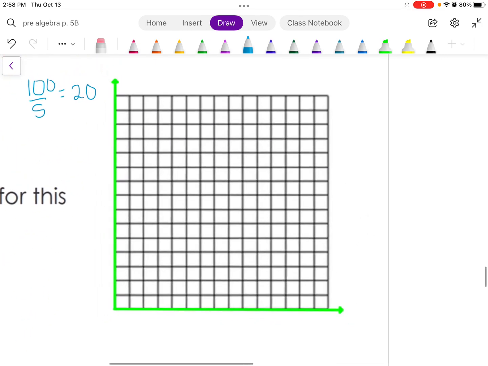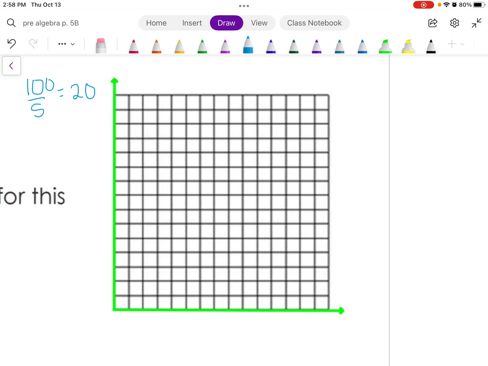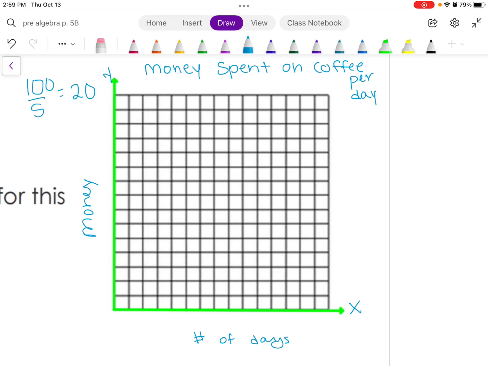Well, now I'm going to zoom in on my graph. Remember, I want to label it. So I'm going to say money spent on coffee for my title, because that's what we're talking about. I'll put per day. So X is my number of days I buy coffee. And then we said Y was our money. Okay. Well, again, it makes sense to go by 1. I buy 1 coffee, 2 coffees, 3 coffees. And then I'm just not writing every number to save time right now.